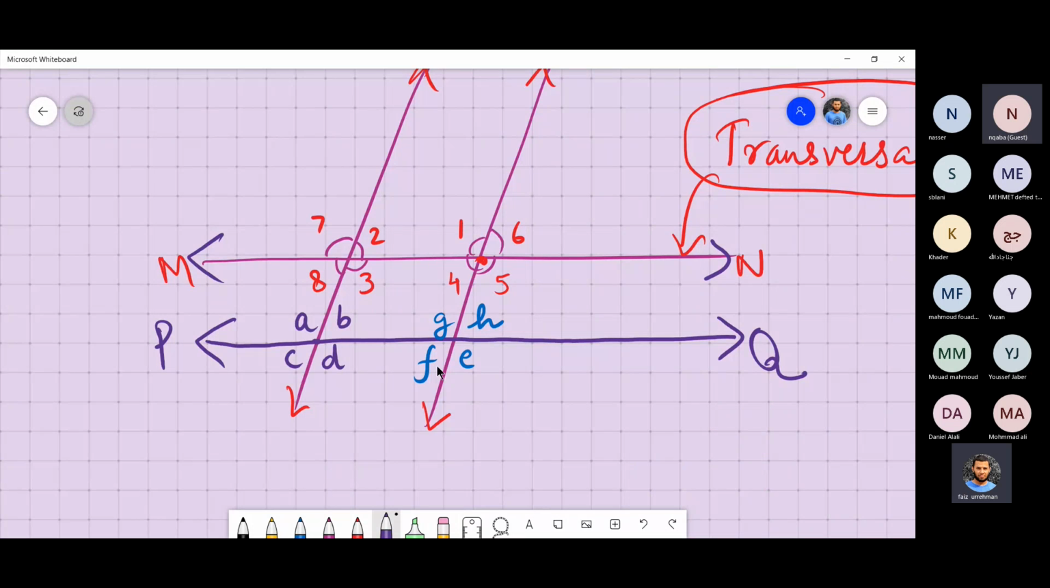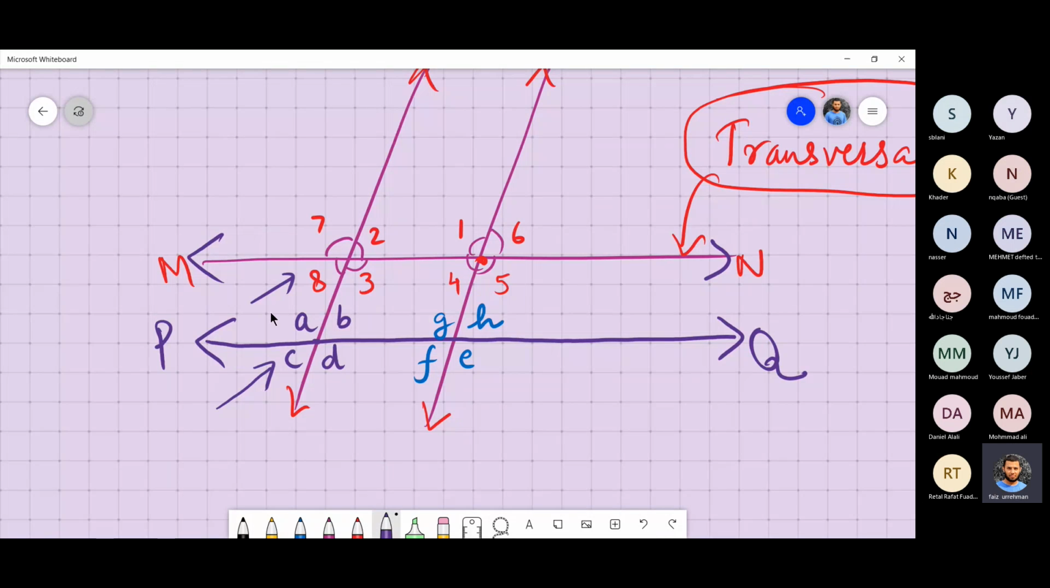So going back to this question, if I'm asking the corresponding of C, what will you tell? C is below the line, right? And this angle is also below the line. If you see on top, 8 will be corresponding. And if you see the right side, what is the corresponding? F. By the corresponding property. Clear.